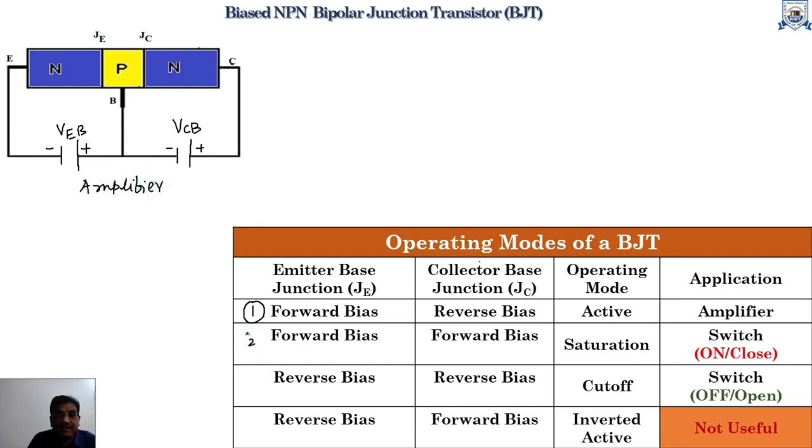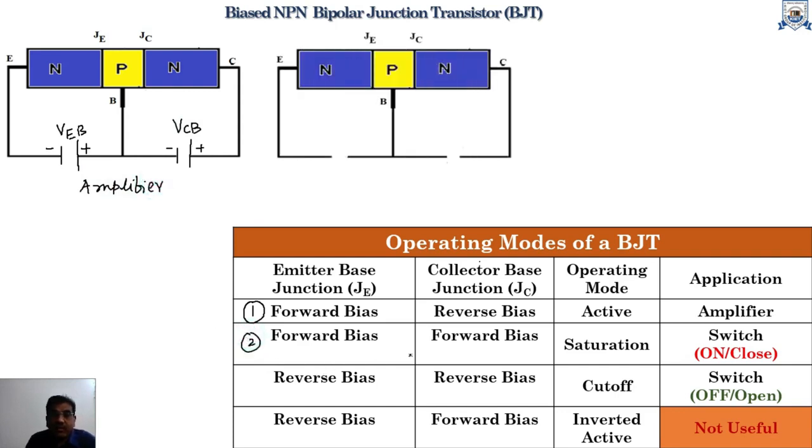Now consider the second case. In this case, both junctions are forward biased. To make both junctions forward biased, the P side, or the base terminal, is connected to the positive potential of the battery and the emitter terminal to the negative terminal of the battery, by a voltage source VEB. To forward bias the collector junction, the collector needs to be connected to the negative potential of the battery and the base terminal to the positive potential, by a voltage source VCB. In this case, the bipolar junction transistor acts as an ON switch.